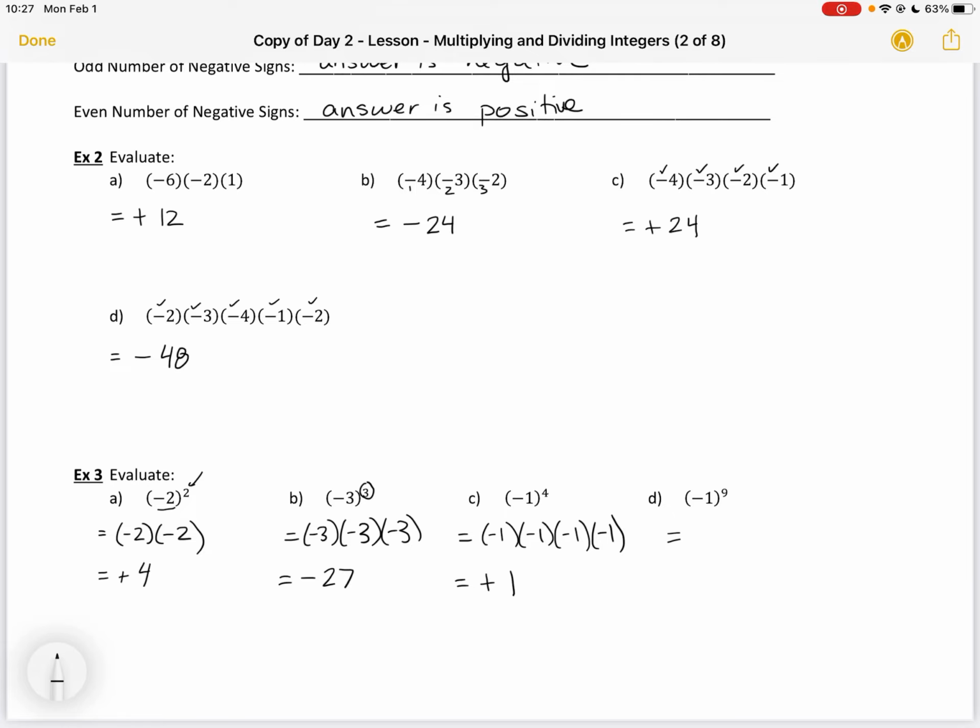Last example, now I've got minus 1 to the exponent 9. The 9 tells me that I have an odd number of negative signs, so my answer is going to be negative. And then because of what I did in C, I know that I'm going to be multiplying 1 times 1 times 1 times 1, 9 times, which is just going to give me 1. Those are some examples of multiplying and dividing integers.